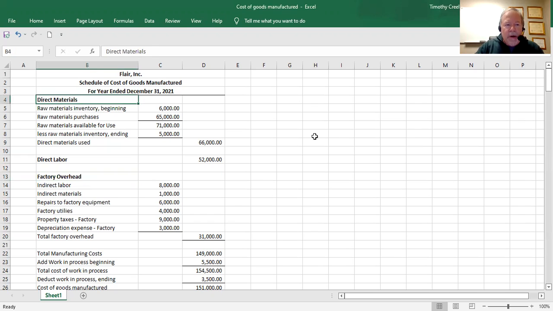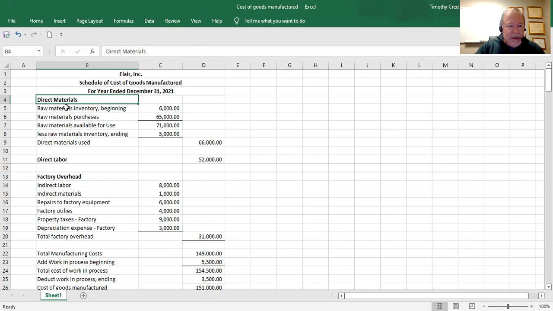So we would start off with direct materials, and notice that I've got a heading here: the name of the company, the name of the schedule of cost of goods manufactured, and the date that it covers, in this case for the year ended December 31st, 2021. Now, we start with direct materials. Again, these are the three elements of product cost: direct materials, direct labor, factory overhead, and they all enter into production in work in process, which is kind of the assembly line, or where the products are manufactured or made.